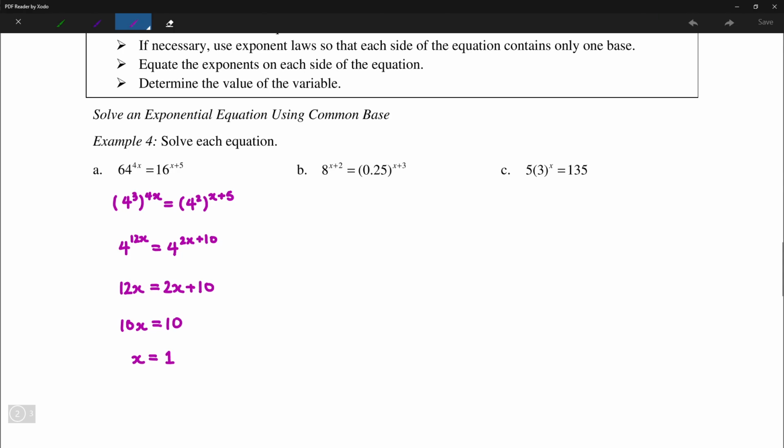Okay, so second example, we're going to use base 2 here, so this would be 2 to the 3rd power, and then x plus 2. And then 0.25 is, of course, equal to 1/4, which of course is equal to 2 to the negative 2 power. So we can rewrite using that. So now on the left-hand side, we just have 3 and then x plus 2. On the right-hand side, we have negative 2 and then x plus 3.